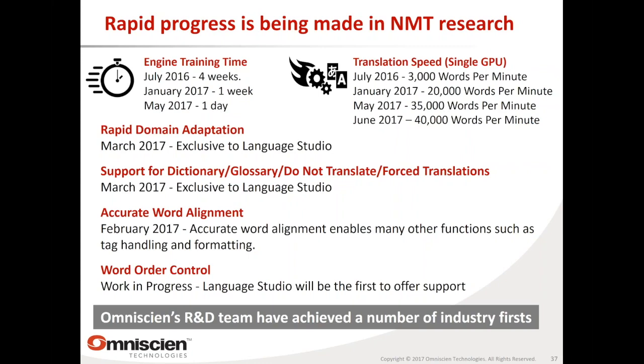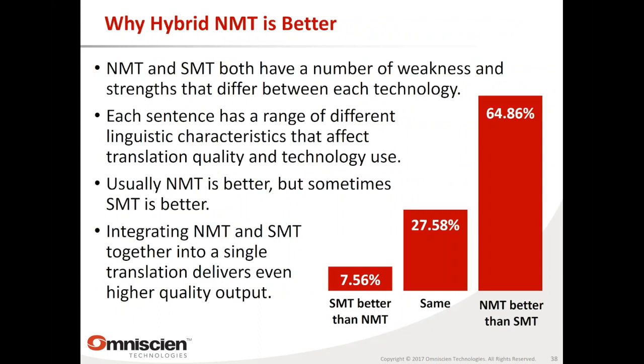Once we have that last piece, with word order control, we will be 100% backwards compatible with our statistical platform. Right now, we're about 99% backwards compatible, where all the features, functions, and rules work nicely together.